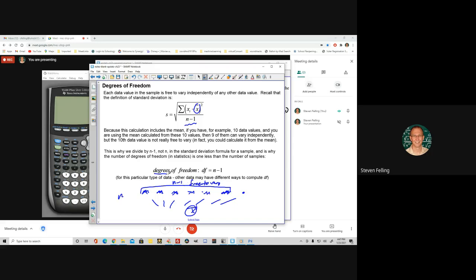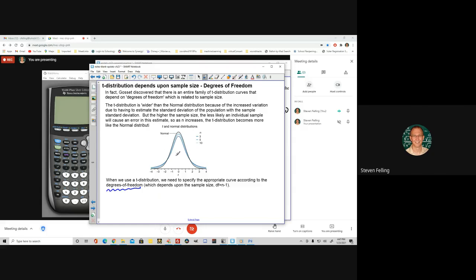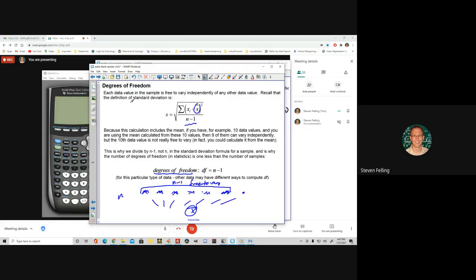So when we pick which curve, which t-distribution, we're going to use, this measurement, degrees of freedom, is what we use. And for this kind of data, a single sample of numerical data, the degrees of freedom is one less than the sample size. When we talk about things in the next unit and later in this unit, we're going to find that degrees of freedom is sometimes different than this. But for right now, it's one less than the sample size.